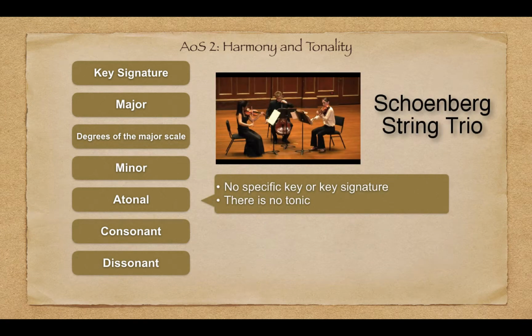Atonal. Atonal music is music that does not have a specific key. The best way to describe this would be to say that there is no tonic. The tonic is the name given to the first note in the scale, and is the anchor point for harmonies.